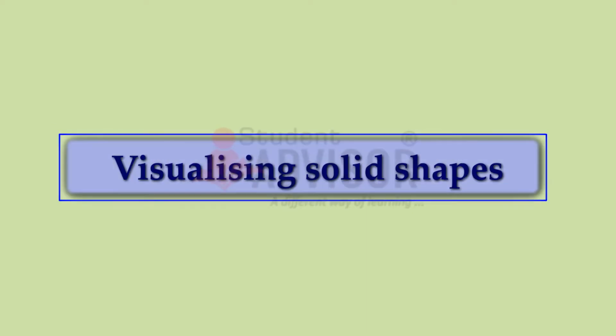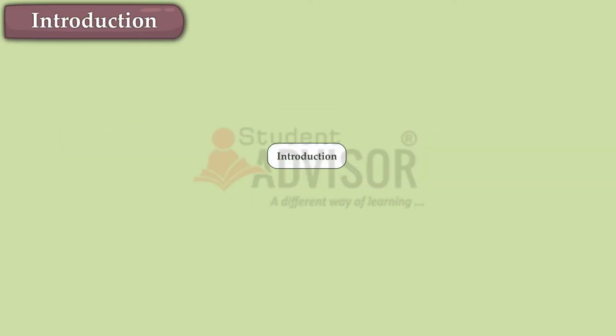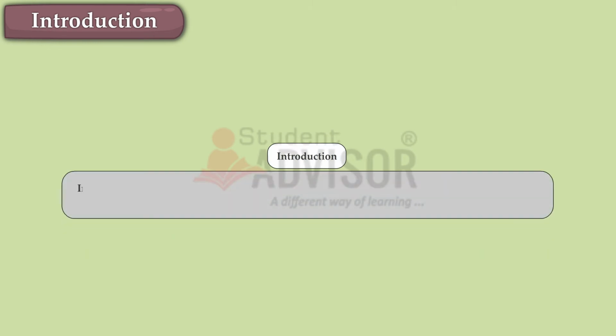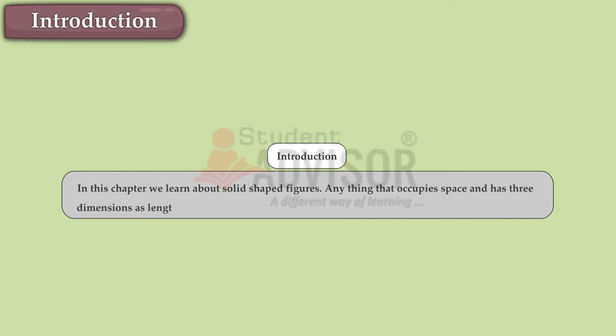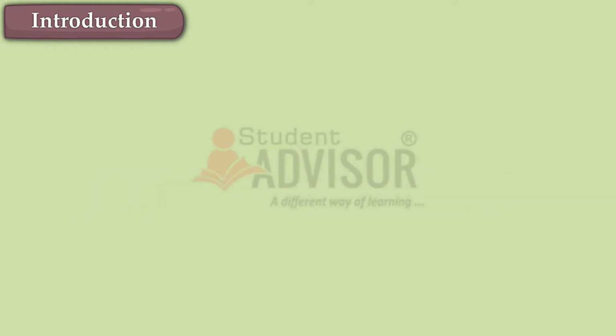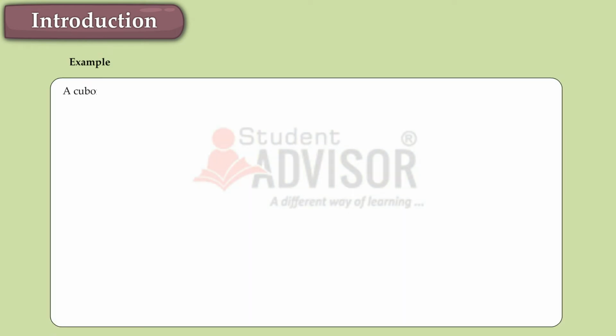Visualizing solid shapes. Introduction. In this chapter, we learn about solid-shaped figures, anything that occupies space and has three dimensions: length, breadth, and height or depth is called a solid or a three-dimensional figure. Study the given examples. A cuboid is a three-dimensional solid shape.